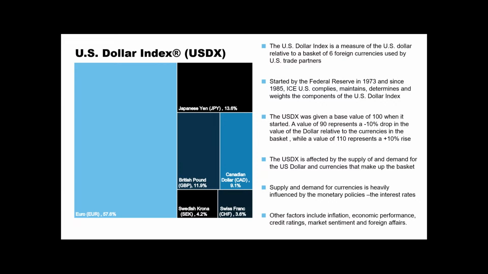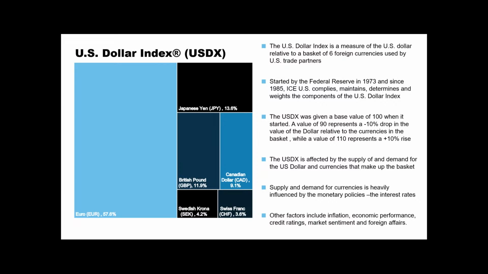So this doesn't change at all at this moment. Yeah, it doesn't change. So how do you see the index? The index is the base value of the US dollar, which is 100. So if you see it drops to 90, it means that it's a 10% drop of the dollar relative to the values in the basket.